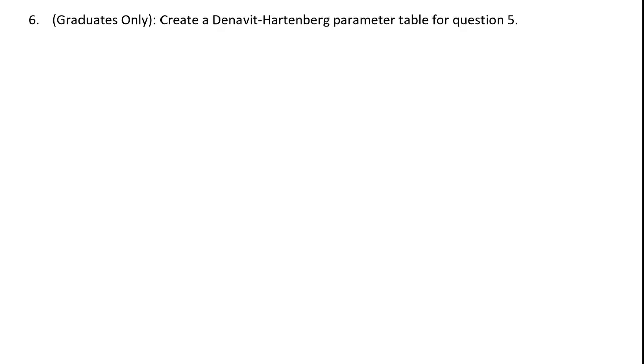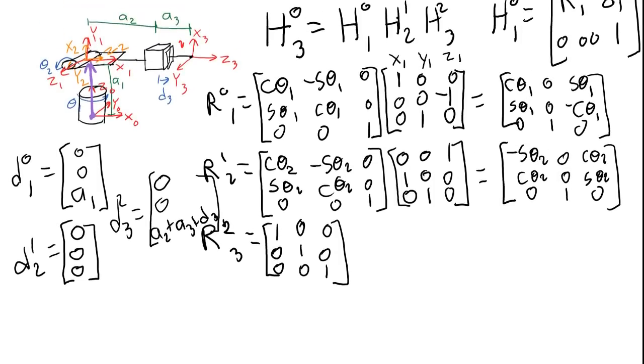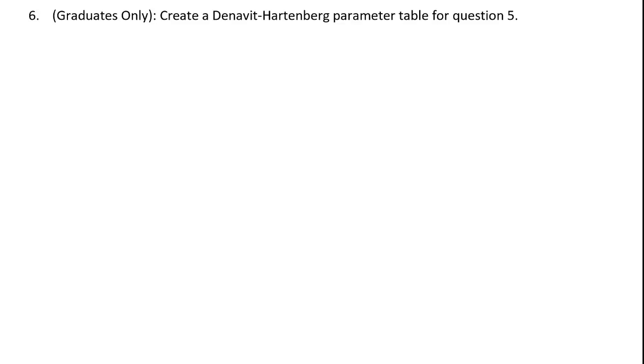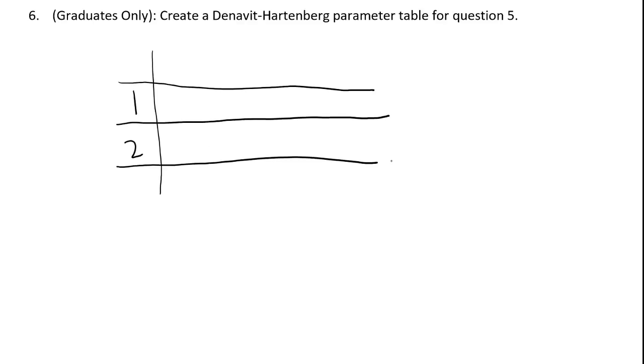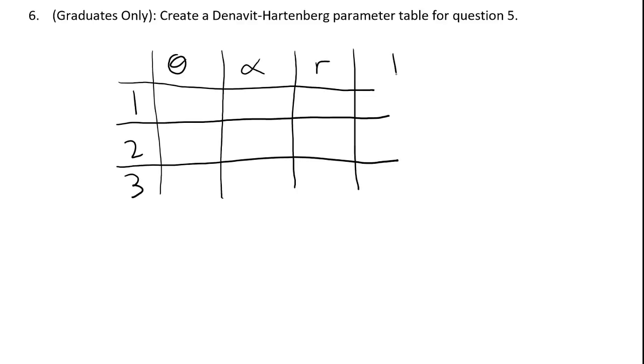I'm going to do question 6 right away also for the graduate students. The graduate students were asked to create a Denavit-Hartenberg parameter table for question 5. Since question 5 has 3 joints, our Denavit-Hartenberg parameter table needs to have 3 rows. Then I'll make a column for each of the parameters: theta, alpha, r, and d.